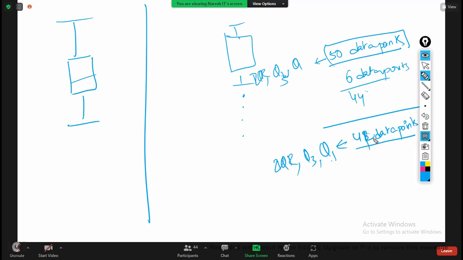For these 44, again it is going to calculate new Q1, new Q3, and new IQR. According to that, again a new box plot, and according to that, new outliers. It means sometimes after removing the outliers, we will still have outliers. This is an interview question.